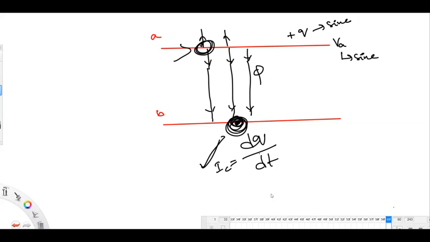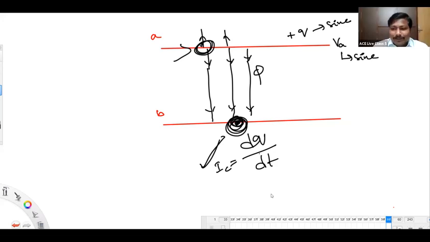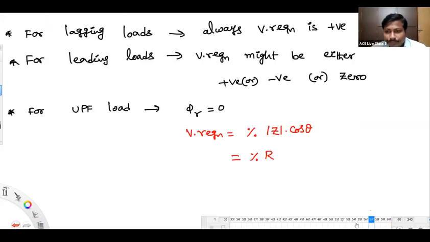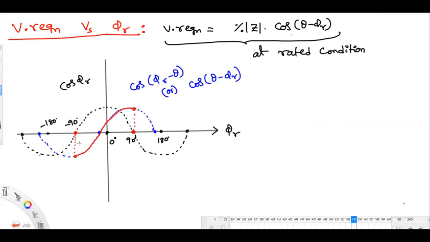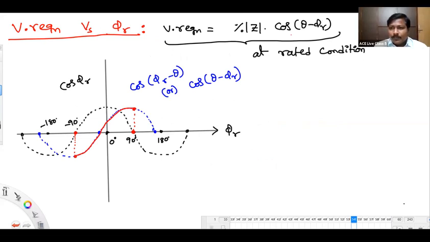Sir, I have not understood how the voltage regulation curve comes. I explained, no, the cosine curve. First, I have drawn the cos phi r curve in black color. Have you understood cos phi r? Then I need cos of theta minus phi r, so I shifted this black curve by an angle of theta.